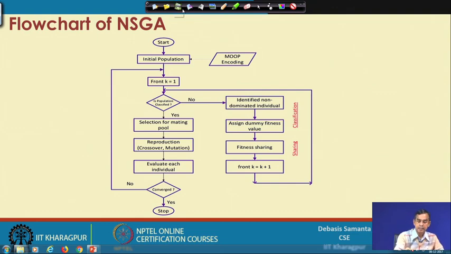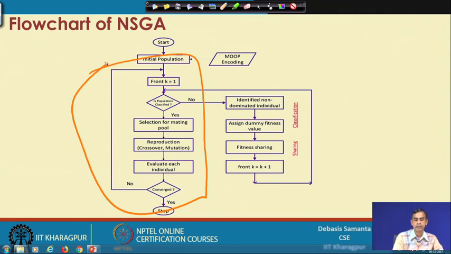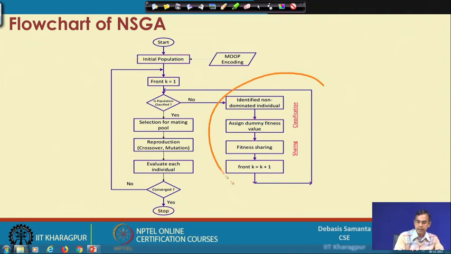So, the idea is like this. If we see, this is the conventional GA framework, whereas this shows how the selection technique is different from the conventional GA technique. So, this is the flowchart of the NSGA algorithm. There are two main tasks, classification and sharing, and we will discuss the sharing concept, which uses the dummy fitness value assignment. Now, let us see how the sharing and dummy fitness value assignment work in NSGA.